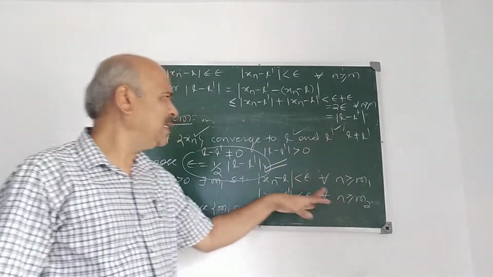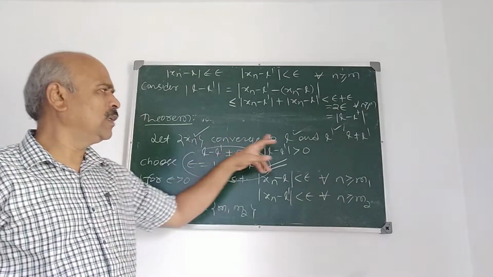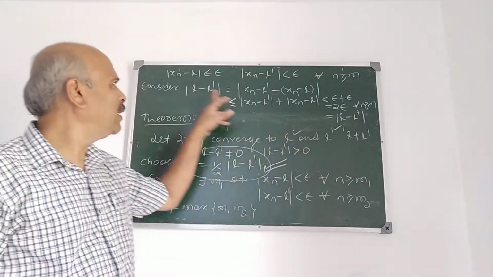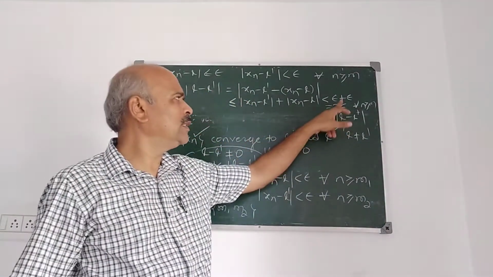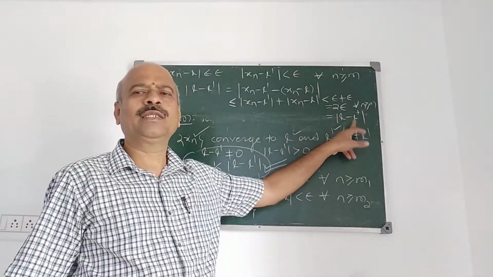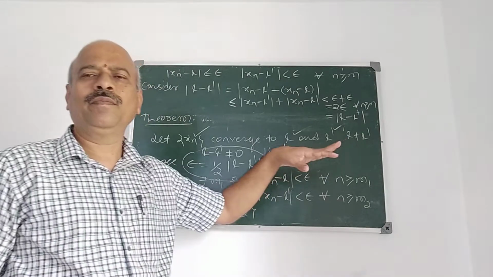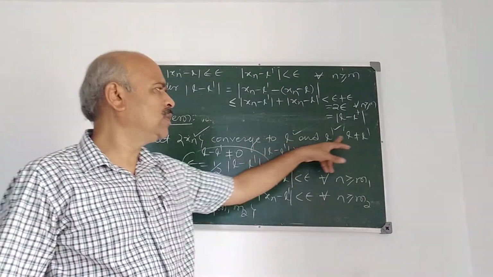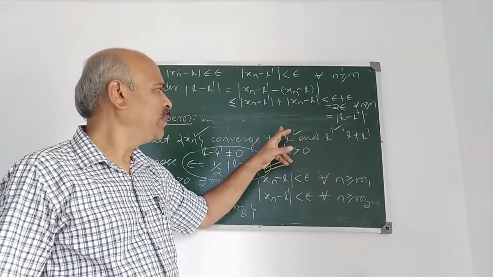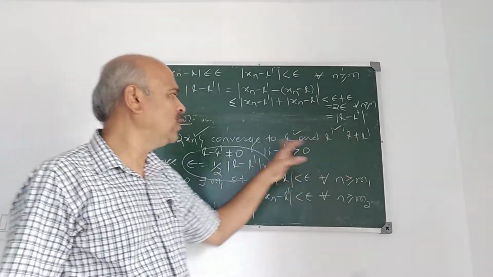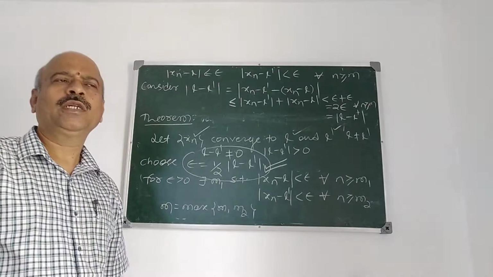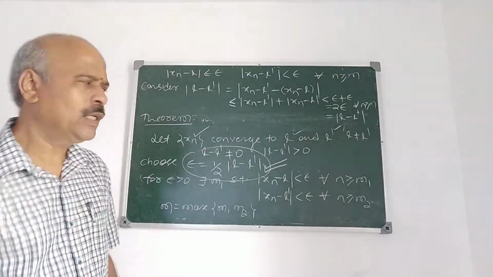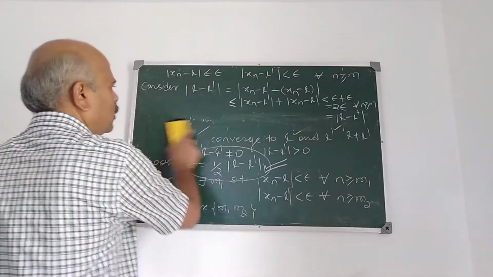If we suppose that this xn converges to two different limits L and L dash, then we will get mod L minus L dash is less than mod L minus L dash. It is absurd, which is not true. Therefore, our assumption is wrong. This xn, or any sequence, doesn't converge to two different limits. If it converges, then it converges to a unique limit.